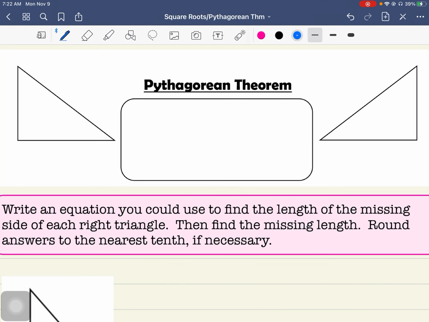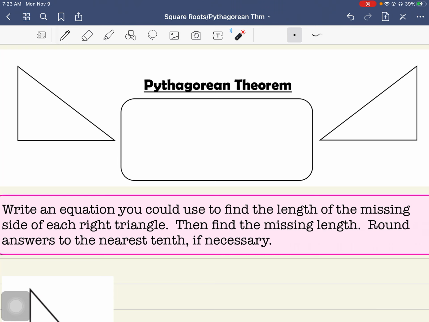Hey guys, so today we're going to talk about one of my favorite topics. I love this. It's geometry and algebra put together, but it's still one of my favorite topics. We're going to talk about the Pythagorean theorem today. Pythagoras was a Greek mathematician, and this is probably one of the most famous theorems in all of math.